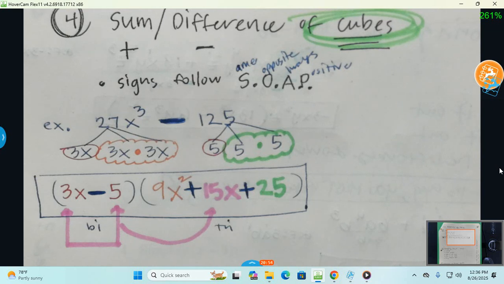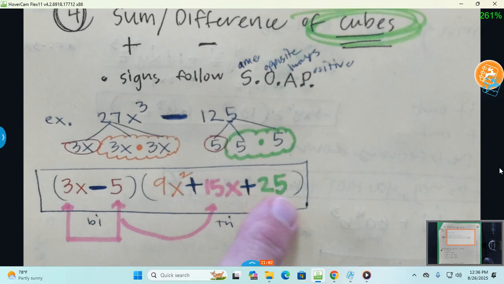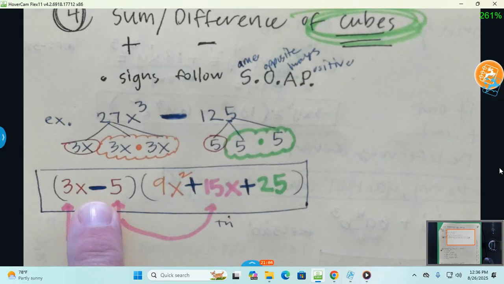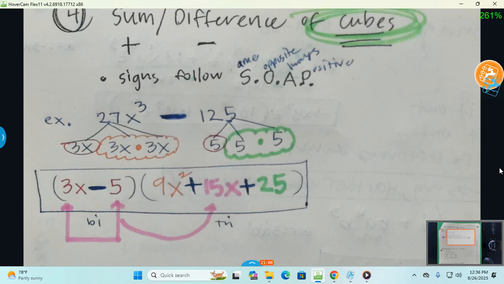Now, good point here. If you wanted to check your answer, you could make a box and distribute this out, and you would get 27x cubed minus 125. Factoring undoes foiling, and foiling undoes factoring.